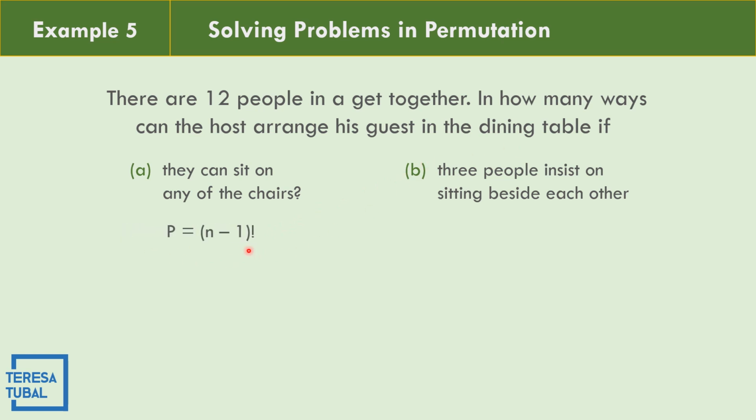So that is P equal to the quantity n minus 1 factorial. And n is equal to 12 because based on letter A, they can sit on any of the chairs. So 12 minus 1 factorial, which is equal to 11 factorial. And 11 factorial is 11 times 10 times 9 times 8 times 7 times 6 times 5 times 4 times 3 times 2 times 1. If we multiply all those numbers, the answer is 39,916,800 ways.